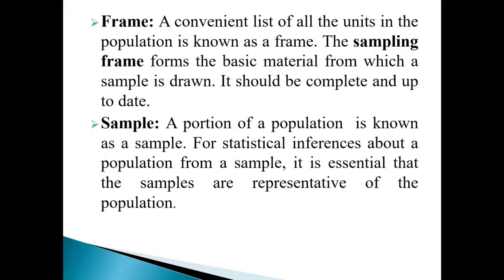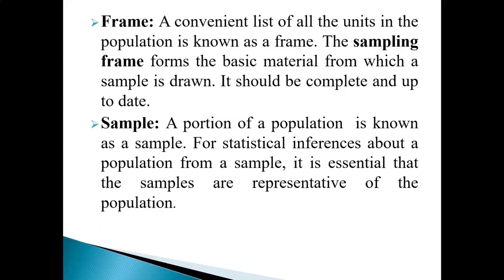Here two terms are there: one is frame and one is sample. Frame means that while drawing a sample from the population, we require a sampling frame, a list of units or a list of people from which we can understand that this is our population, and from this population we have to draw a sample. Simply put, if we have a list of voters in India and we are doing a survey regarding these people, then we can have a particular list of 500 or 1000 people, and it will be considered as a sampling frame for us.